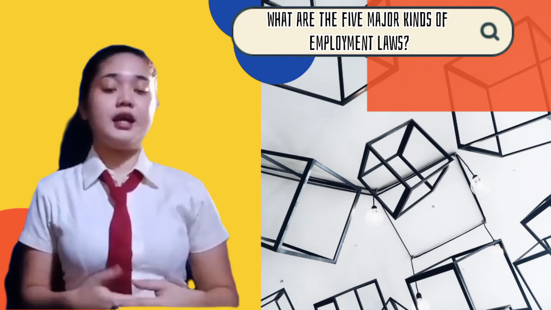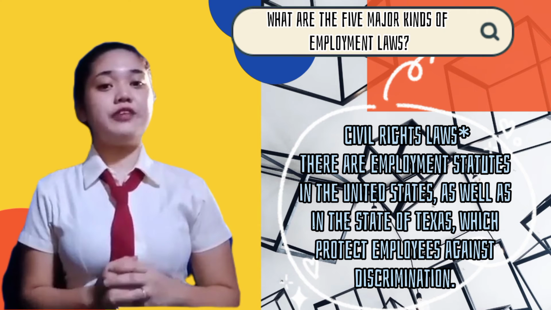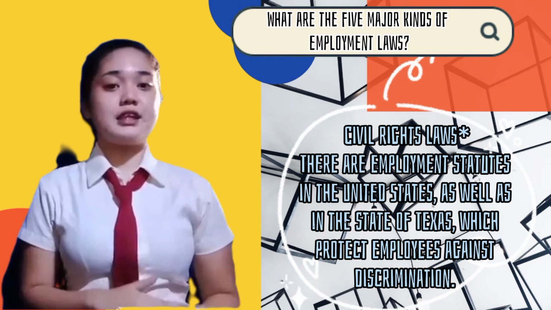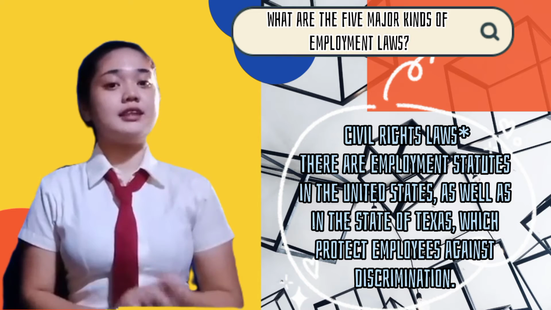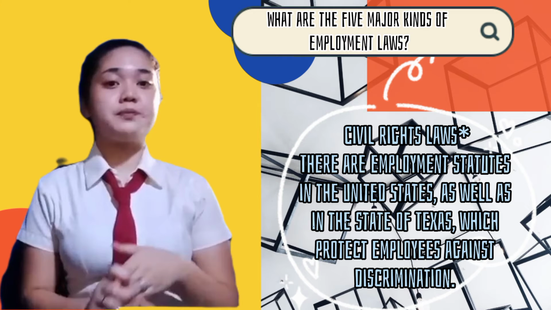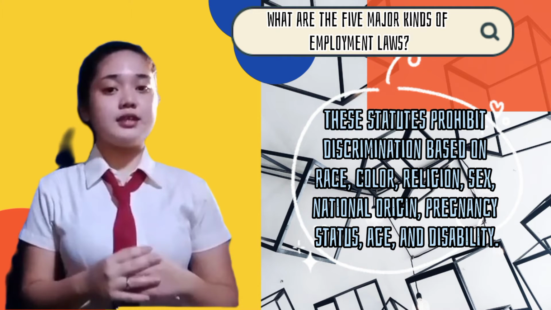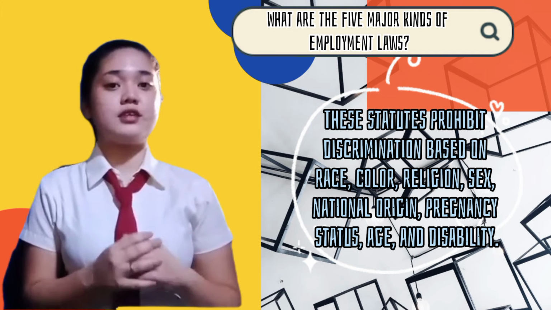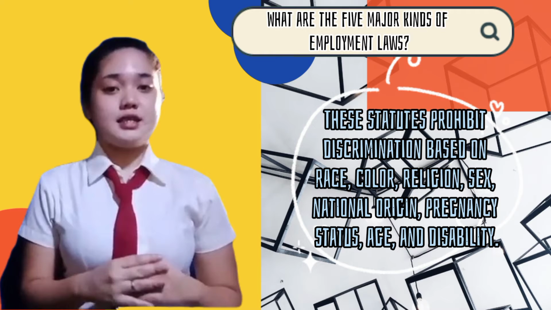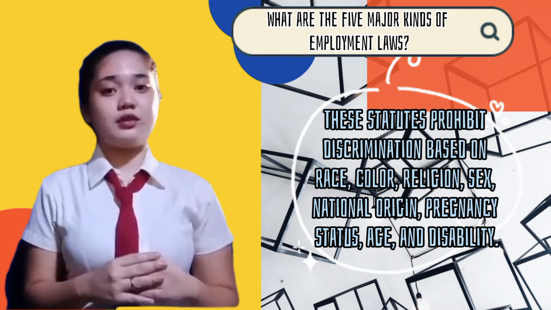What are the 5 major kinds of employment laws? First, civil rights laws. There are employment statutes in the United States as well as in the state of Texas, which protect employees against discrimination. These statutes prohibit discrimination based on race, color, religion, sex, national origin, pregnancy status, age, and disability.